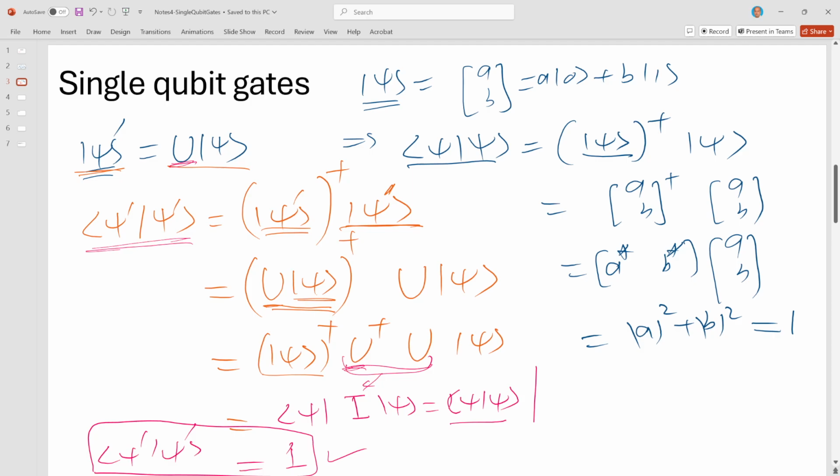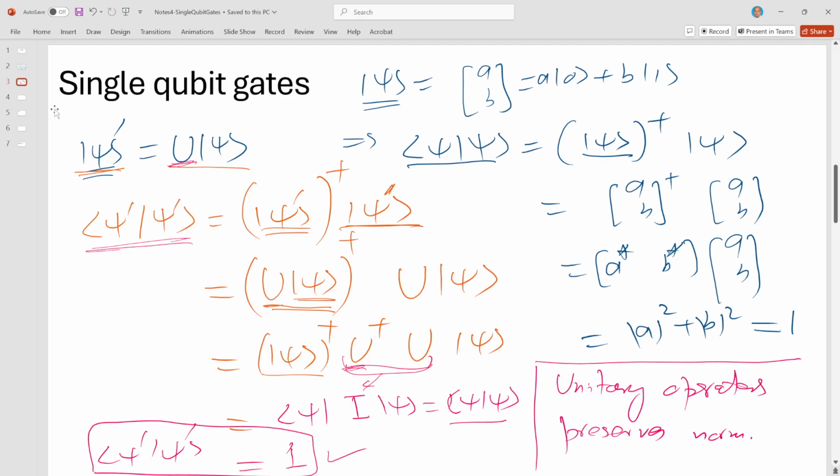So we can give this statement in general that unitary operators preserve norm, and they are like physical operators, because if the norm is not preserved, the probabilities wouldn't transform in the right way.